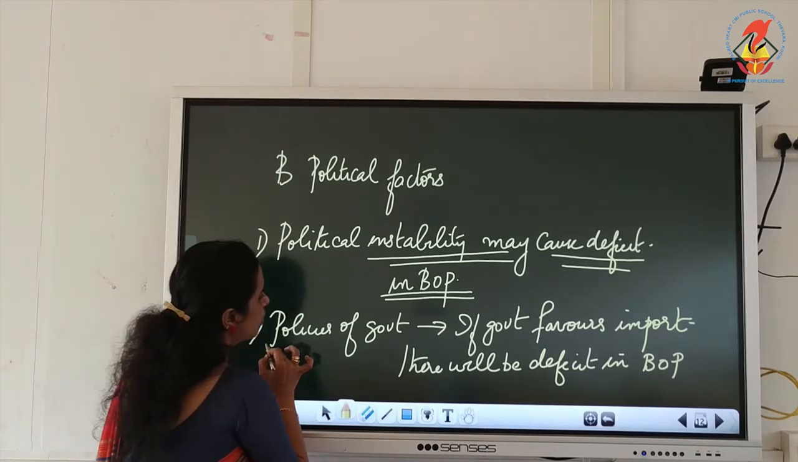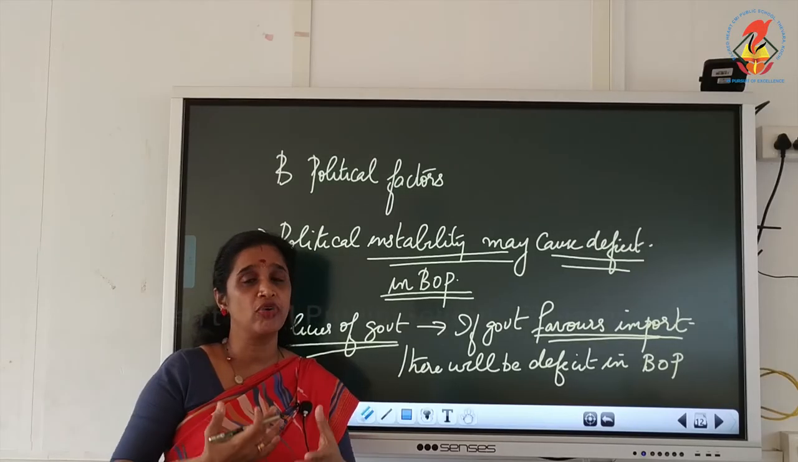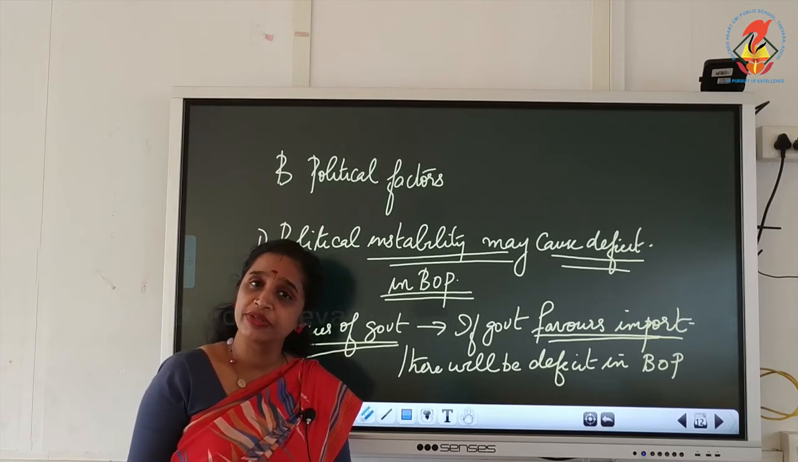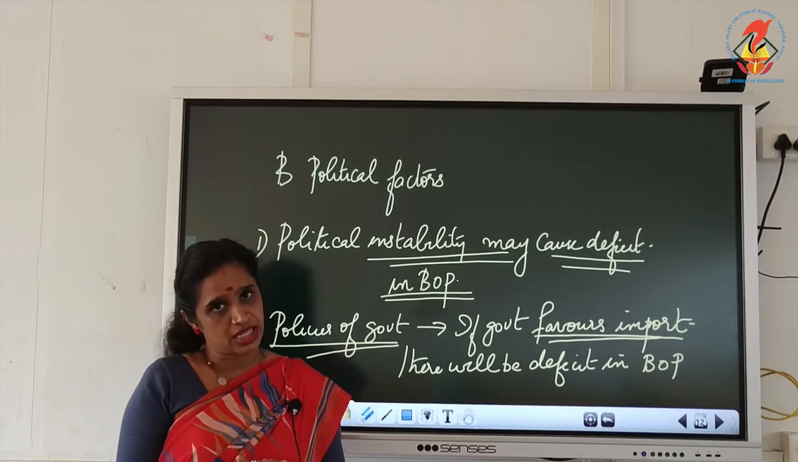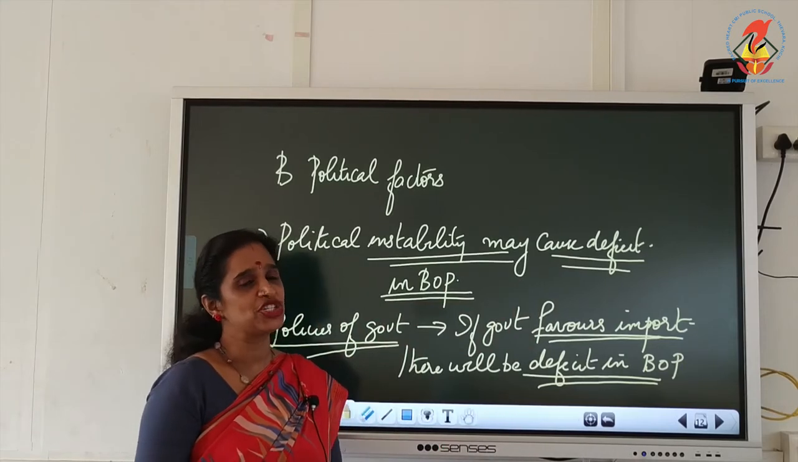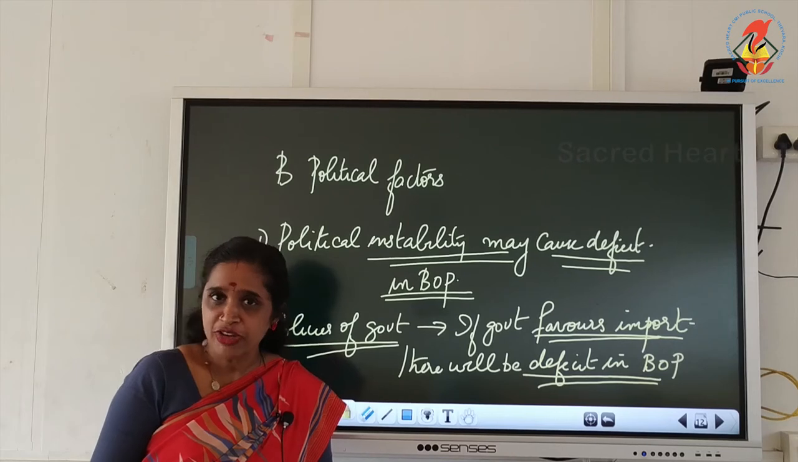Next political factor is policies of the government. If the existing policy of the government is favoring import, what will happen? There will be deficit in the balance of payment. For each and everything we have to depend on other countries, and therefore import will be more for our country. When the import is more, what will happen? Our money is flowing outside, which means payment is greater than receipt. There will be definitely a deficit in the balance of payment. So, government measures and policies are very important for the proper maintenance of balance of payment.